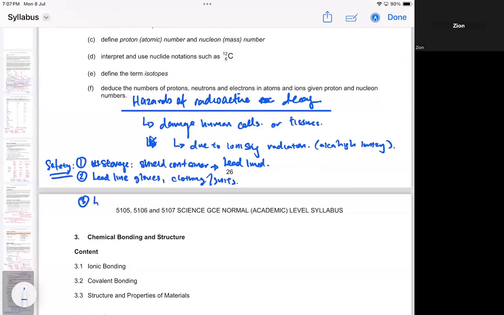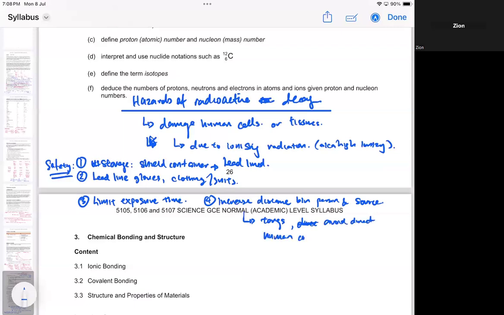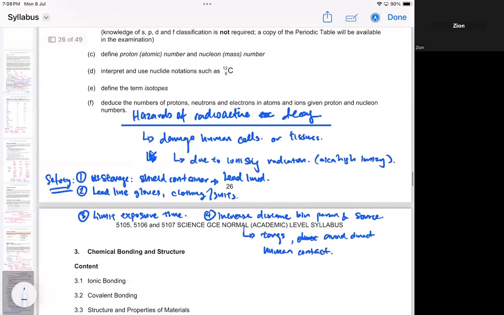Then common sense is to limit exposure time. You can also increase the distance between the person and the source. How do we do it? You can use things like tongs, or anything that avoids direct human contact. Okay, that's hazards and safety.